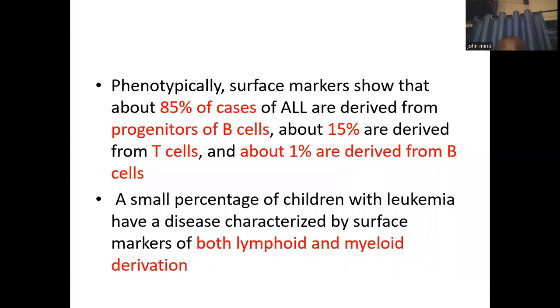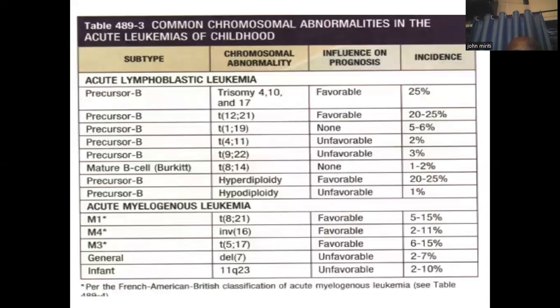So let us look at phenotypic surface markers. About 85% of cases of acute lymphoid leukemia are derived from progenitors of B cells. About 15% are derived from T cells, and about 1% are derived from mature B cells. So you can see that B cell progenitors play a big role in acute lymphoid leukemia. A small percentage of children with leukemia have a disease characterized by surface markers of both lymphoid and myeloid lineages. So let us see the common chromosomal abnormalities in the acute lymphoid leukemias of children.